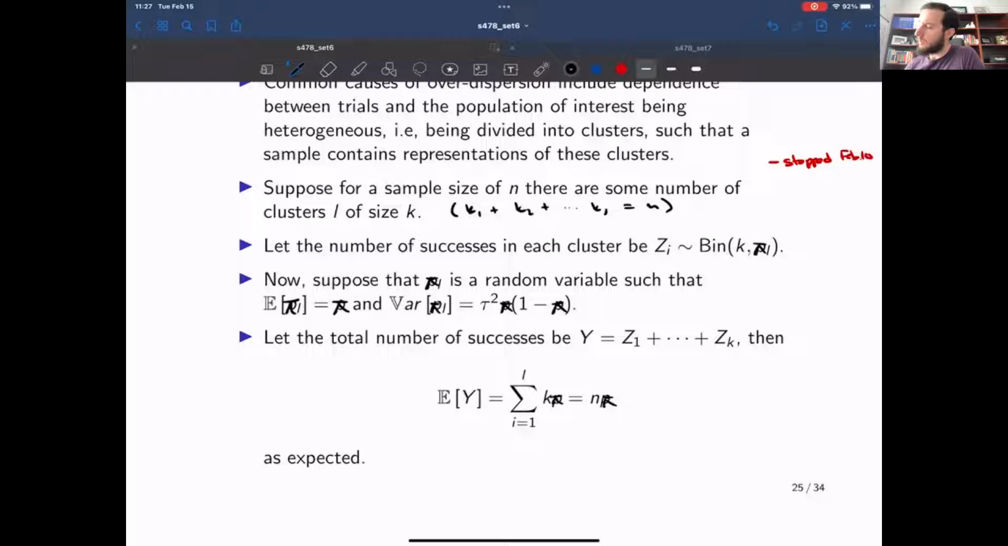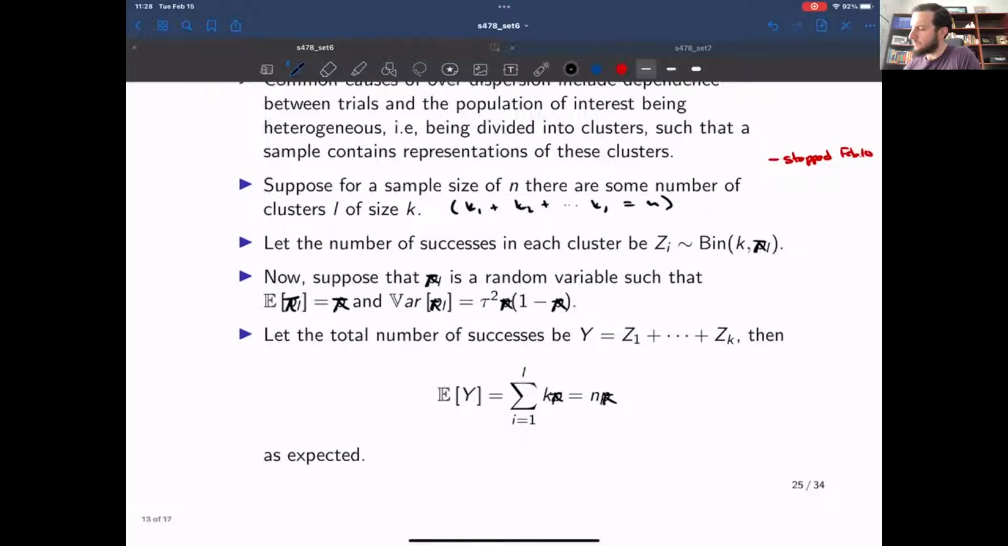Suppose that the pi l is a random variable such that its expected value is equal to pi and its variance is equal to tau squared times pi times 1 minus pi. Let the total number of successes be y, which is equal to the sum of the number of successes from each cluster. Then the expected value of y is equal to n pi, which is what you would expect. So that's fine.